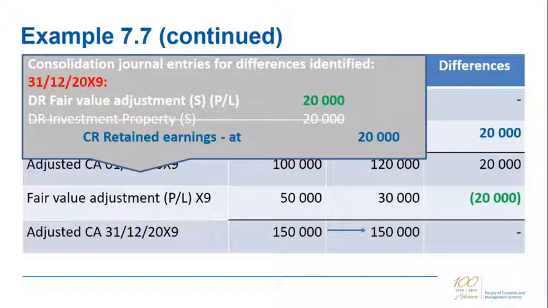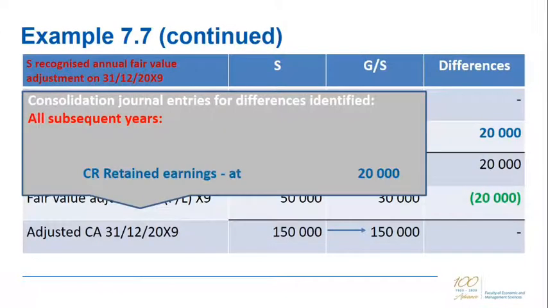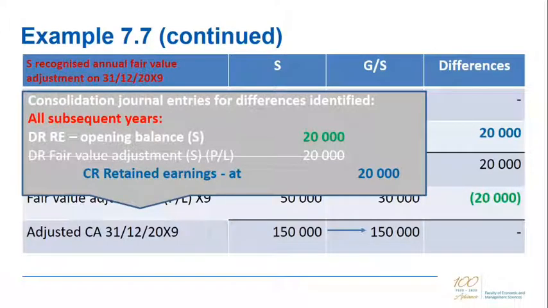If I had to perform the consolidation of this group in 20x10 or any subsequent year, this journal entry would change to be as follows. You would still have to create that equity item or change the equity of the subsidiary at acquisition date, but now the debit would be retained earnings opening balance. The fair value adjustment of S has closed off to retained earnings opening balance in subsequent years. That now becomes the line item in S that's different from what I want it to be in the group.